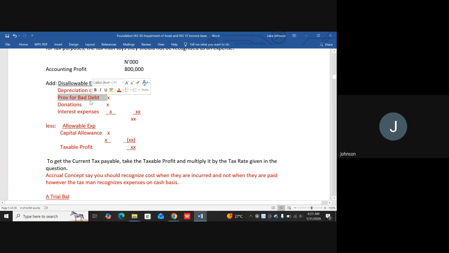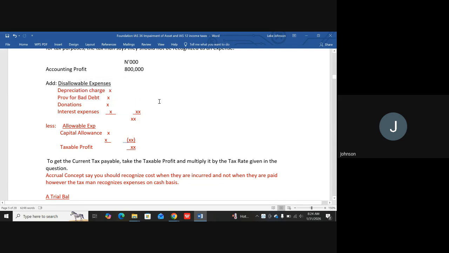So if you create a provision for bad debt, how do we normally create it? This bad debt is from our customers who are owing us. Because they are owing us, we assume that some of them will disappoint us. We are just trying to be proactive. What if some of them disappoint us? So we say, okay, let's go and create a provision for those people that may likely disappoint us.